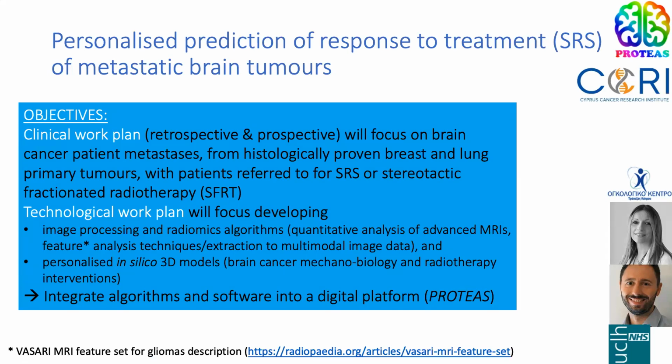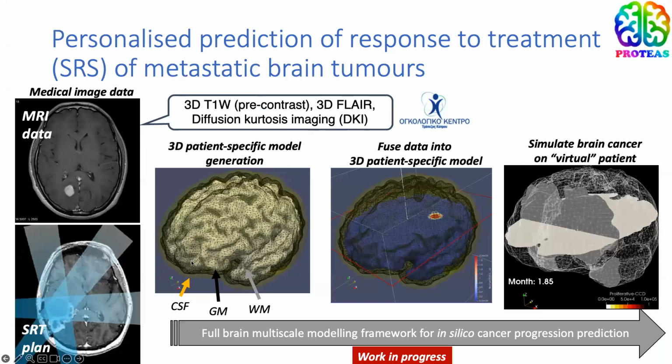This project is from the CCRI. The concept of the project is to build a model, imaging and simulators, in order to predict the response of metastatic brain cancer patients and their treatment to surgery, which is a very particular technique that we do in the oncology center here in Nicosia. In this case, we include only metastatic brain tumors coming from the lung, breast, and liver. We are building not only a model, but also imaging tools for segmentation and registration.